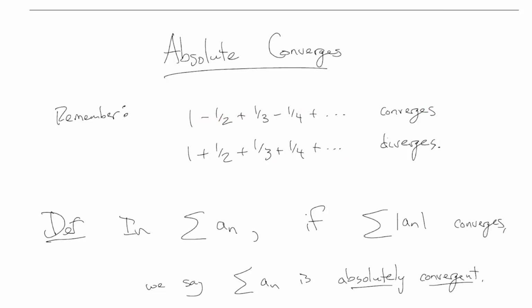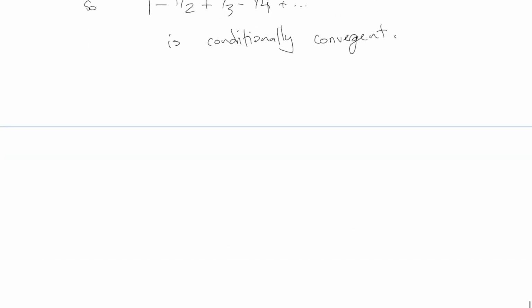And you might wonder, is it possible for the other way to be true? Can it be that the absolute series converges but the original one diverges? Actually, that is not possible. And that's what I wanted to talk about. I'm going to write this as a theorem, and then I want to do one example, and that should do it for today.